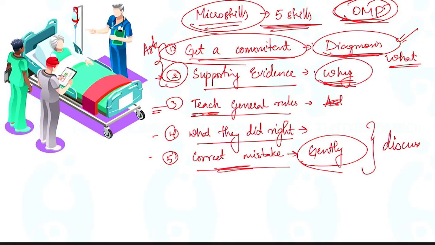Then we teach the general rules. We'll teach a little bit. We have to keep the discussion short, so a maximum of three points can be taught in this section. Then we have to appreciate the student for what they did right. But at the same time, the fifth point comes here: we have to correct the mistakes also. But we have to do it gently. We have to gently tell the student that what they did was not right. Or we can think of it as giving a suggestion.